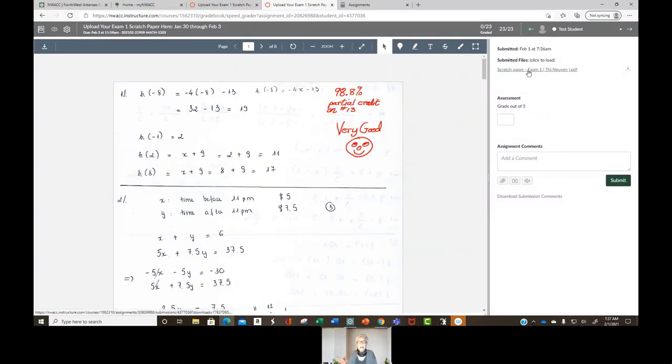Aha! Now, I uploaded this scratch paper here. Look how beautiful this is, and the person made a 98.8%. Look at how beautiful that scratch paper is. The problems are numbered. That's a one and a slash and a period, two and a slash and a period. And look how neat it is.